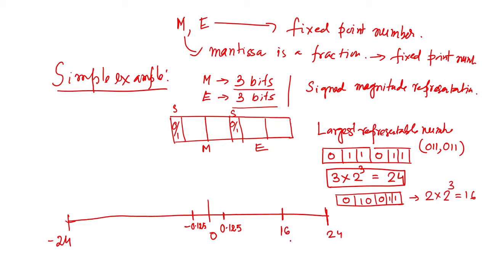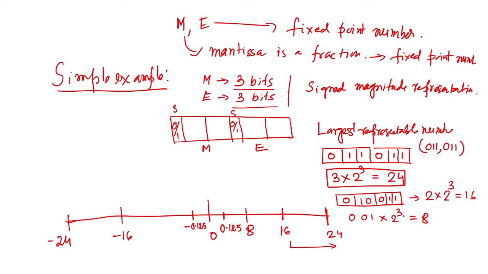Can you get any number between 16 and 24? What you have to do is check it. If you got 16, here also you will get minus 16, because it is a sign representation. Now, you can check 0 0 1 into 2 to the power 3. So, what is that number? This will give you 8. So, maybe somewhere here you will get 8 also.